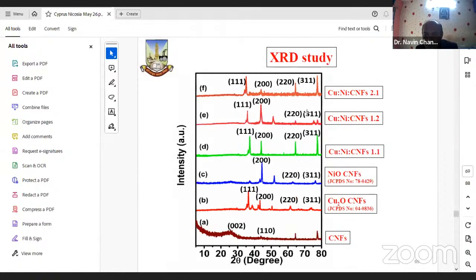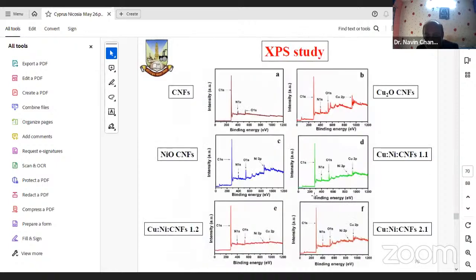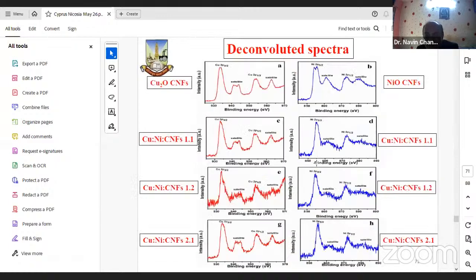Copper nickel carbon nanofibers. Ratio being used 2:1, 1:2, 1:1. Copper oxide carbon nanofiber, nickel oxide carbon nanofiber. These are the XRD study. This is the XPS. Carbon nanofibers, copper oxide carbon nanofibers, nickel oxide carbon nanofiber, copper nickel carbon nanofibers with 1:1. Copper nickel carbon nanofiber with 1:2 and 2:1. This is the deconvoluted spectra.